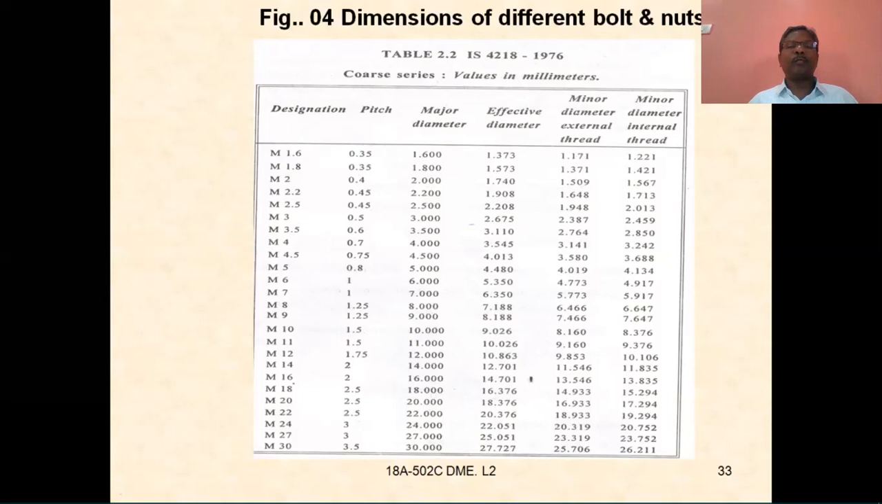As per Indian standards for bolts, M is represented. The size is the nominal diameter, and the pitch is 0.35. That means 1.6 is the major diameter, 1.373 is the effective diameter, and the standard external thread minor diameter is 1.171, and for internal thread it is 1.221. Like this, bolts and nuts are also standardized.